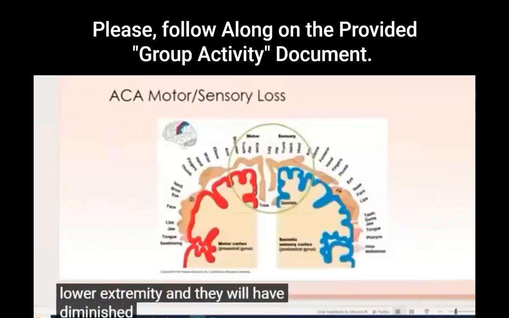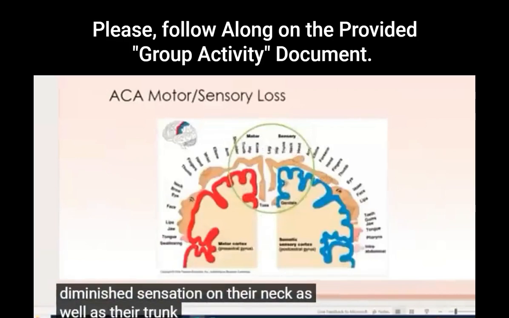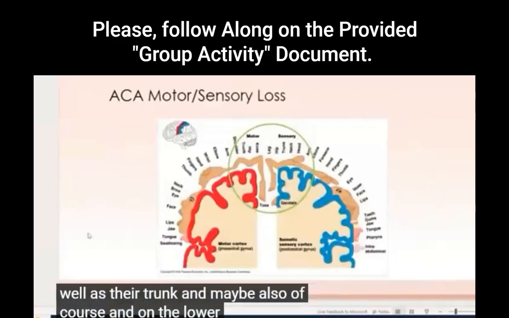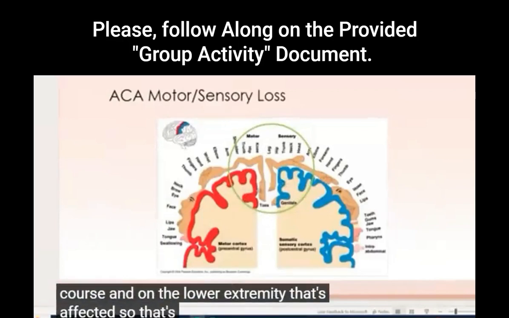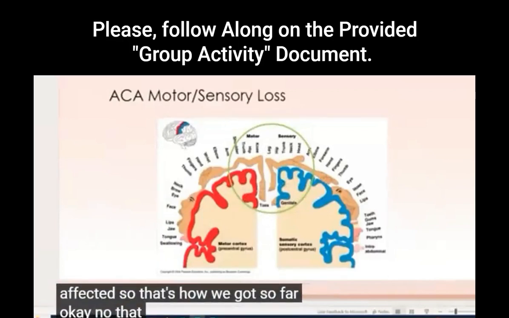And they will have diminished sensation on their neck, as well as their trunk, and maybe also, of course, on the lower extremity that's affected. That's how we got so far. Okay, no, that was good.